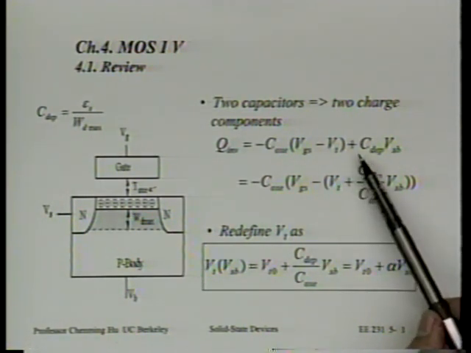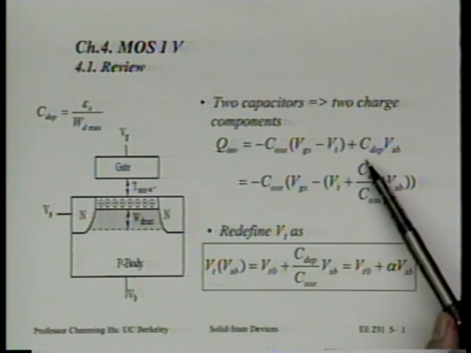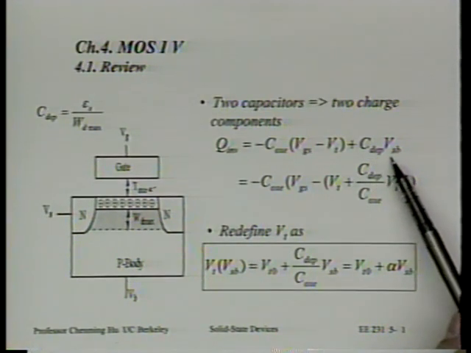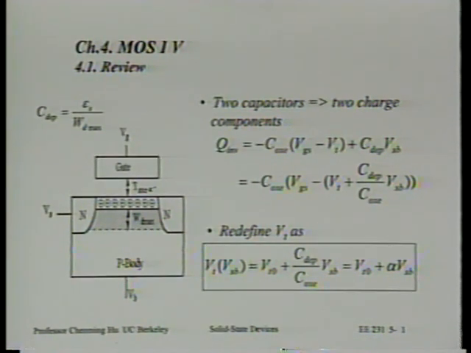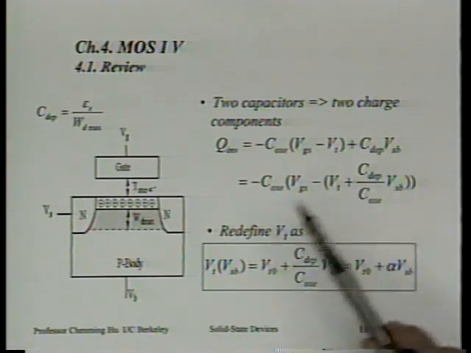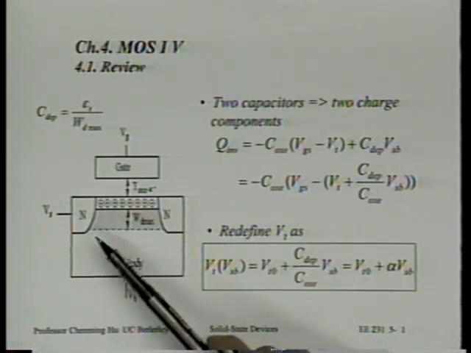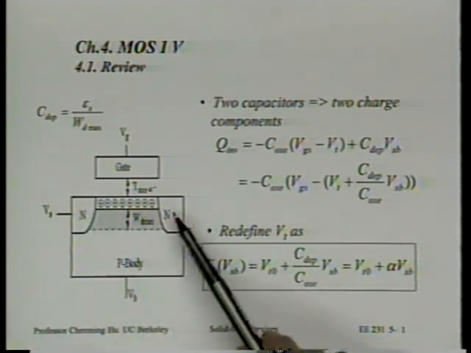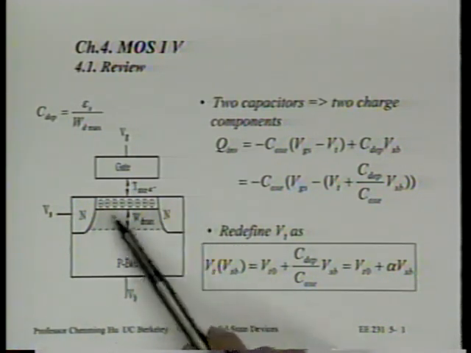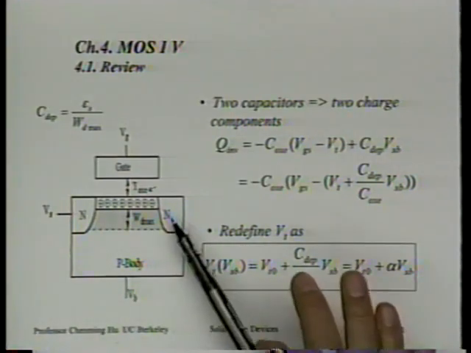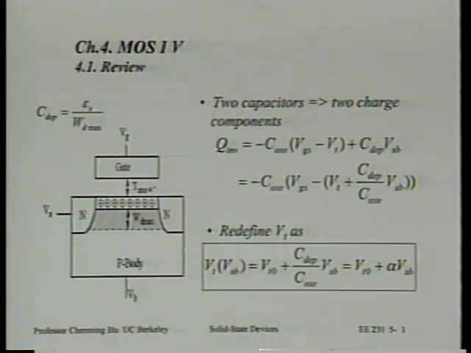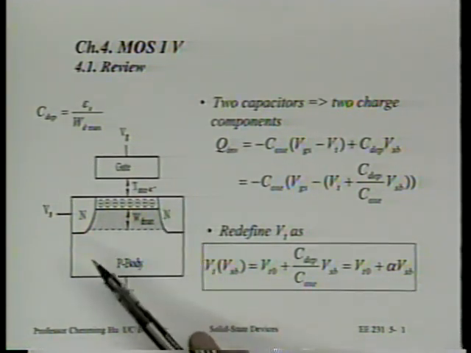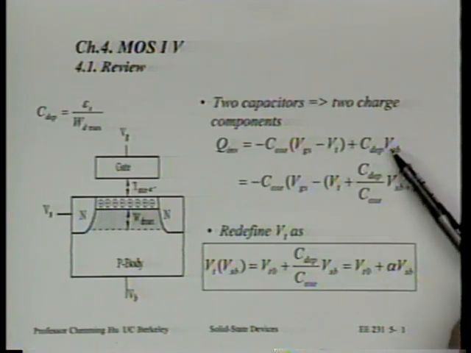Now there's a second term. The second term is C_depletion times VSB. C_depletion, of course, refers to the capacitance of this depletion region, right? VSB is the bias between the body and the source. For now, let's assume source and drain are at the same potential. So we don't consider a VDS, and therefore the entire channel is at the same potential. In the next slide, I'll add a VDS.